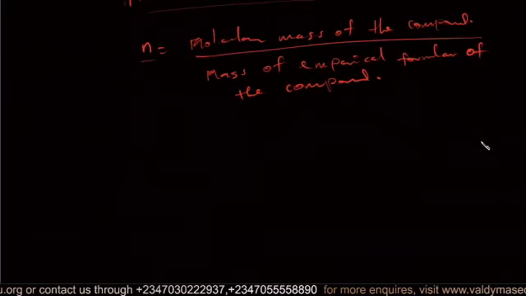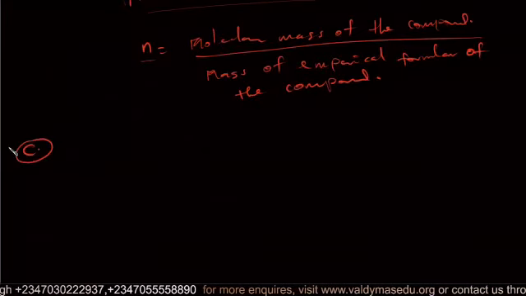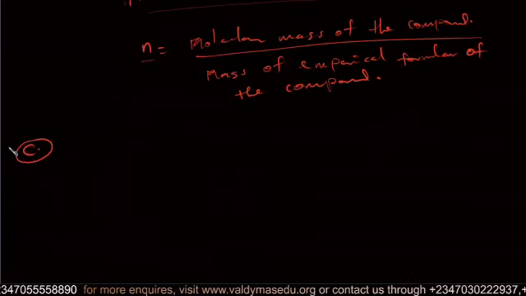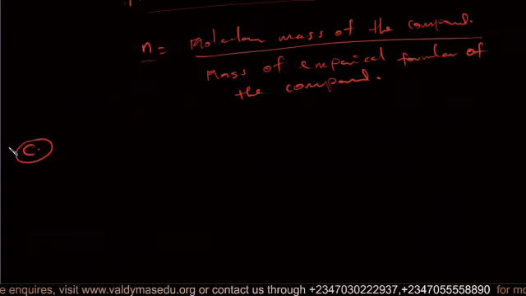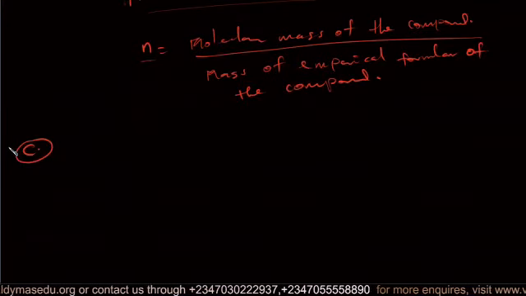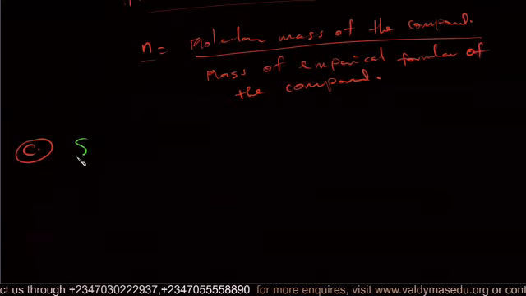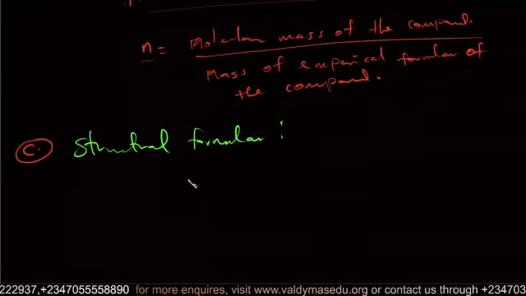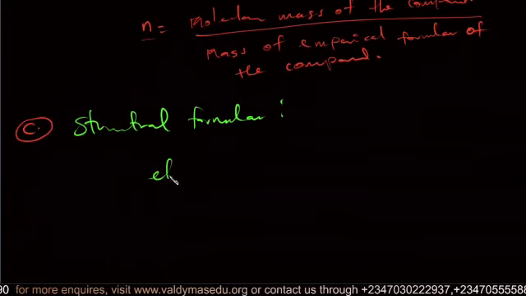Lastly, we have the structural formula. The structural formula of a compound shows how the atoms are arranged in that compound. It shows how they are linked together in the molecule. For example, where the number of isomers is small, a series of possible structural formulas may be deduced. For example, ethanol. Now we are talking about structural formula. Structural formula just shows the way atoms are linked in a molecule.